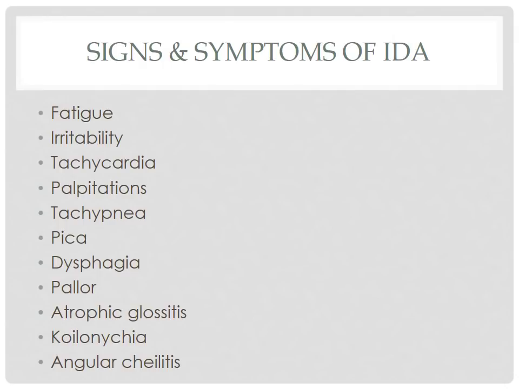Dysphagia, which is due to something called Plummer-Vinson syndrome, where esophageal webs form related to the iron deficiency. This is commonly in women. Also pallor, atrophic glossitis, koilonychia, and angular cheilitis.